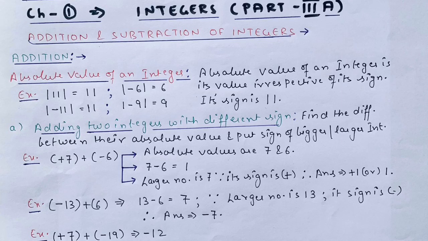Third example as well. Plus 7 plus minus 19. 19 minus 7 becomes 12. The bigger integer is 19, and it has a minus sign, so the answer will become minus 12. Keep in mind, this is very important.